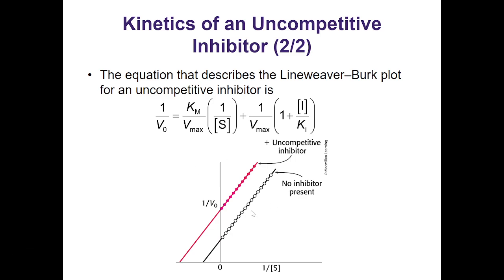But what does happen is our y-intercept and x-intercept both change. Okay? The x-intercept is the negative 1 over Km, right? The y-intercept is the 1 over Vmax. Okay? This is how you would actually incorporate the inhibitor relationship into this, in case you're curious.